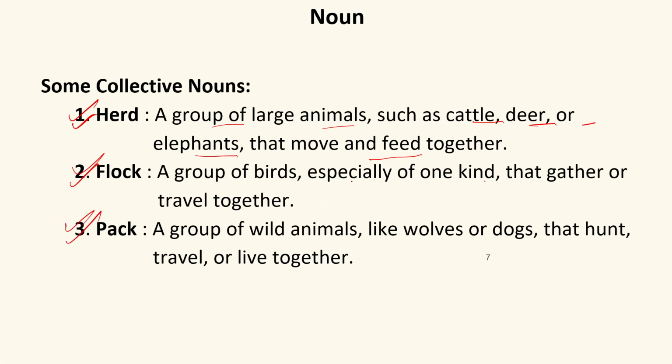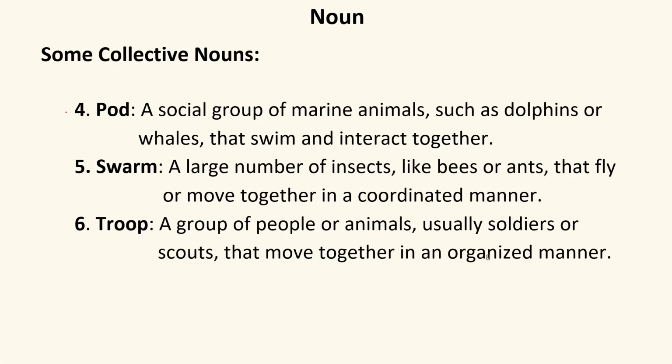Pack. Pack is generally used for the collection of wild animals, like pack of wolves. Then we have pod. Pod is basically used for marine animals, or aquatic animals such as fish. A group of marine animals such as dolphins or whales that swim and interact together.